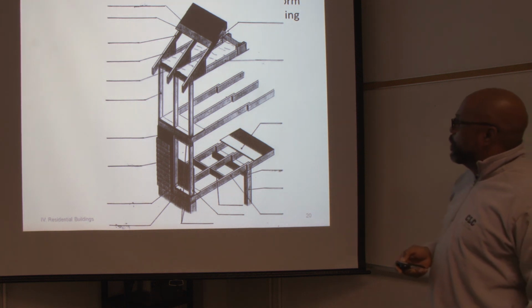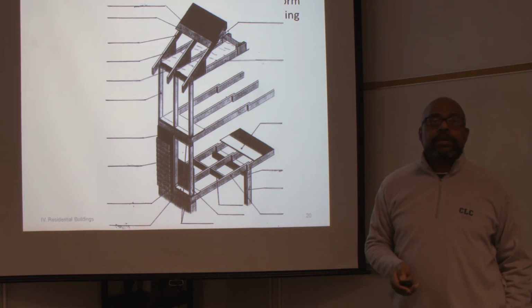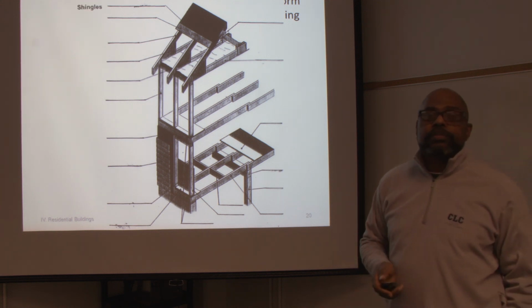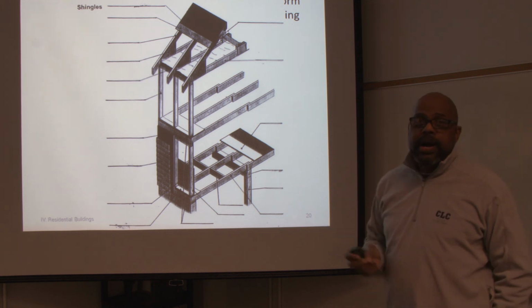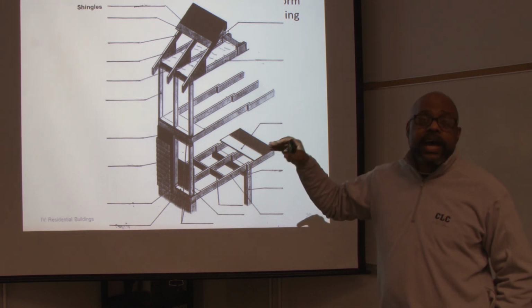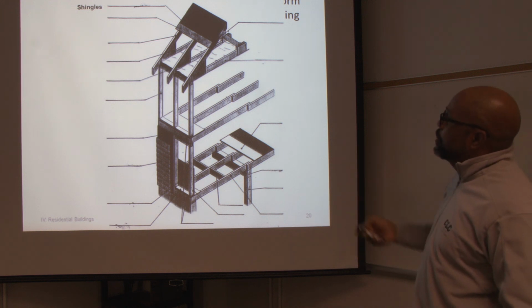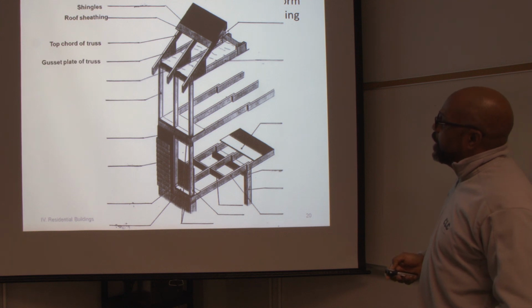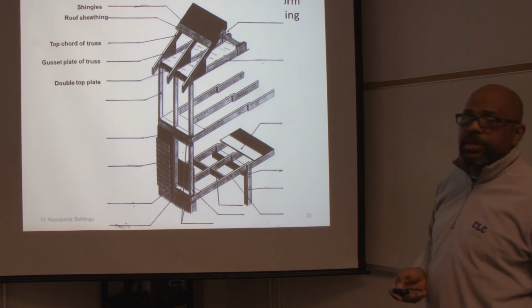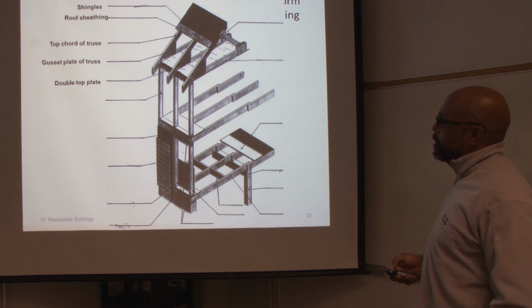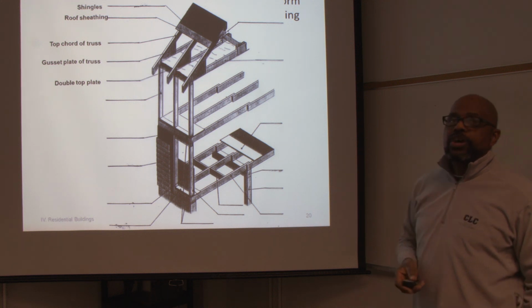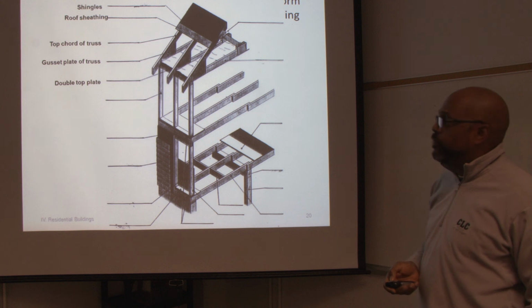This is what we call platform framing. And platform framing is used on newer construction, and it is designed to be able to build one floor at a time, and we go up. So the shingles at the top, we've got the roof sheeting, the trusses, and a gusset plate for the trusses will give the trusses support and strength. We've got the double top plate, and that is supporting the trusses. So they will put a double stud there, a 2x4.